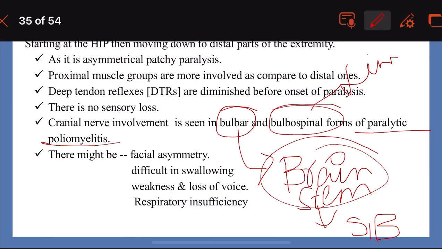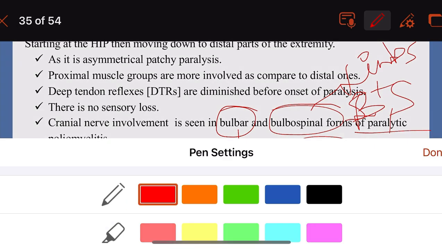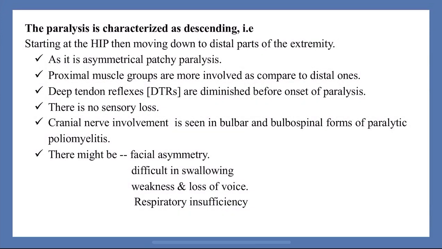Since it is spinal, it is going to cause paralysis of the limbs plus the muscles which are controlling swallowing and breathing. Since it is also involving the brainstem, it is affecting the breathing as well as swallowing. There might be facial asymmetry, difficulty in swallowing. So when the bulbar form of paralytic polio is seen, the patient also presents with difficulty in swallowing, facial asymmetry, weakness, loss of voice, respiratory insufficiency.